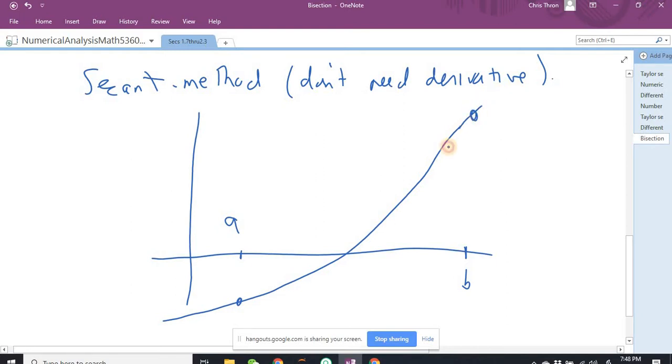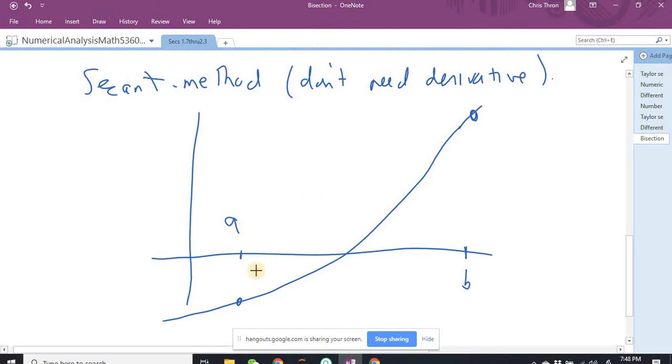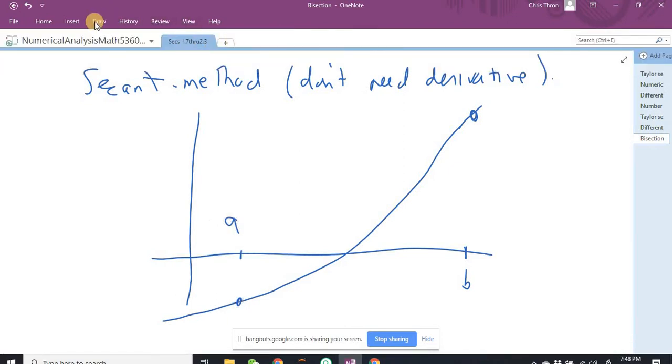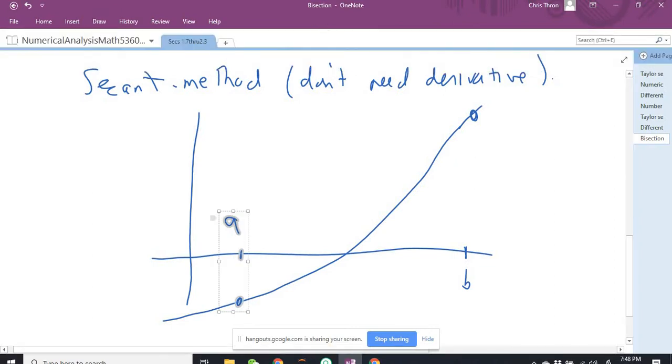All right, now, you remember when I used Newton, I took the tangent line. But I don't have the derivative, so I can't do that. So I'll do the next best thing and take the secant line, which is this. Let me make it a different color. Make it red. I'm going to take the secant line.